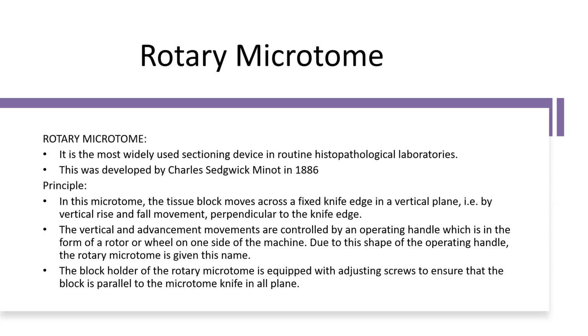The vertical and advancement movements are controlled by an operating handle, which is in the form of a rotor or wheel on one side of the machine. Due to this shape of the operating handle, the rotary microtome is given its name. The block holder of the rotary microtome is equipped with adjusting screws to ensure that the block is parallel to the microtome knife in all planes.